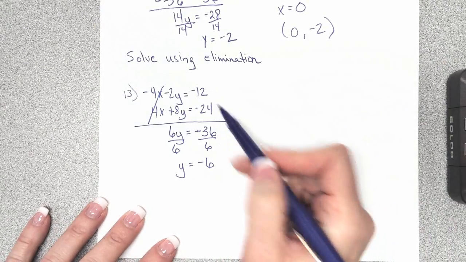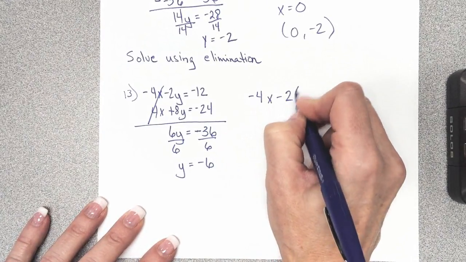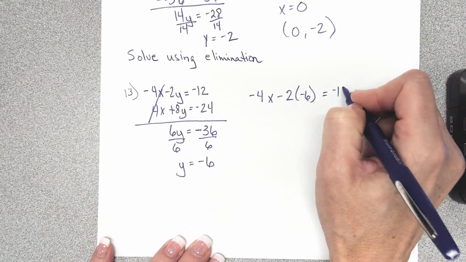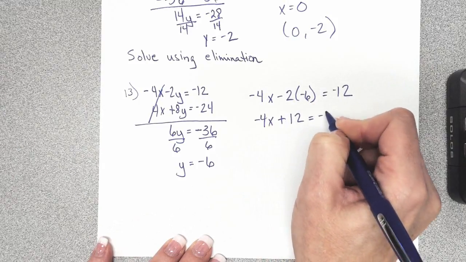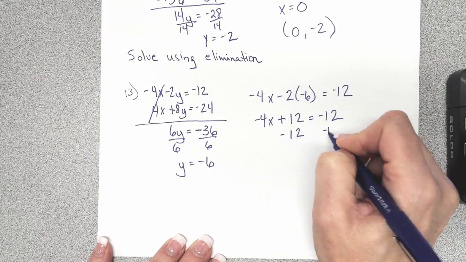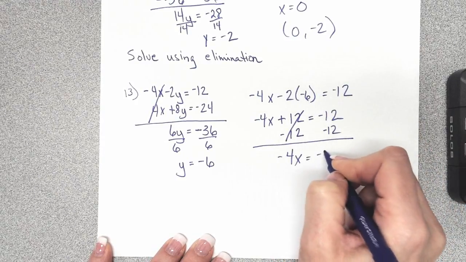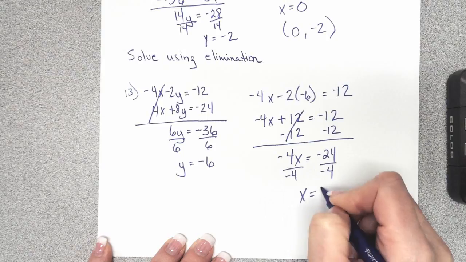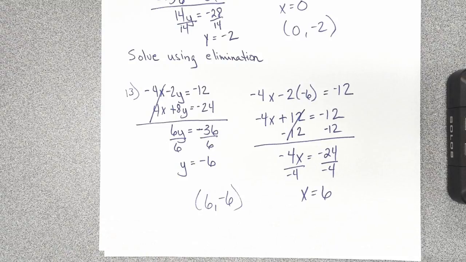Halfway there. Pick an equation. I'm just going to get the top one. So negative 4x minus 2 times negative 6, because we found the y, keep up with what you're finding, equals negative 12. So negative 4x plus 12 equals negative 12. Subtract 12. So negative 4x equals negative 24. Divide, and x will equal 6. So 6 and negative 6 would be your answer.